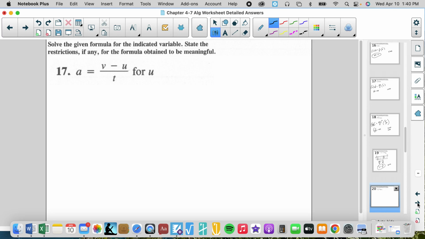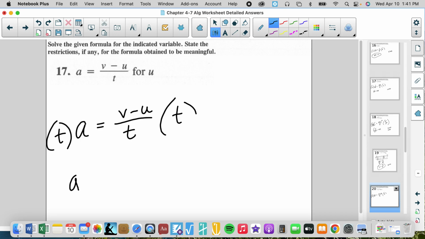Solve for U. Ooh, this is a good one. I like this. A equals V minus U over T. We have to get U. We can't get rid of that V yet. And we can't multiply by the reciprocal. That is not everything being multiplied and divided. We have an addition and subtraction in that numerator. So we first have to get rid of that T. So we have AT equals V minus U.